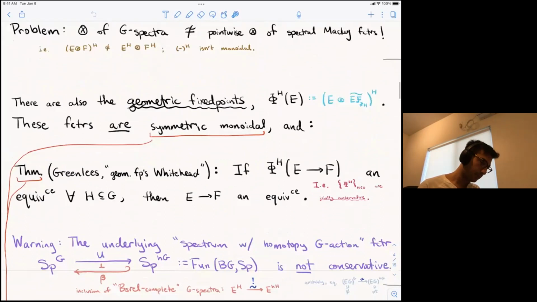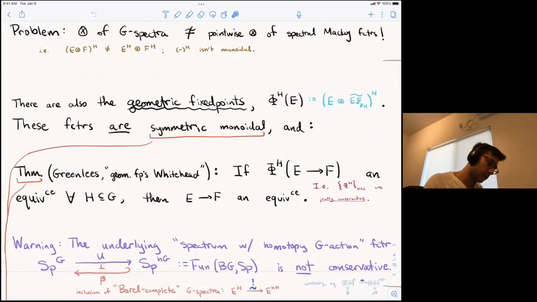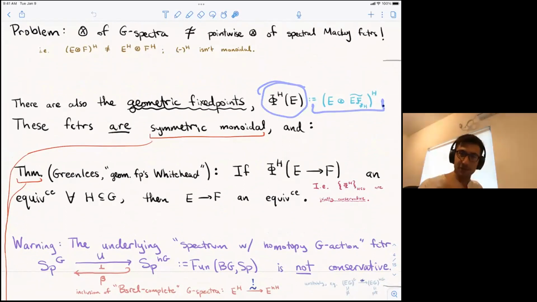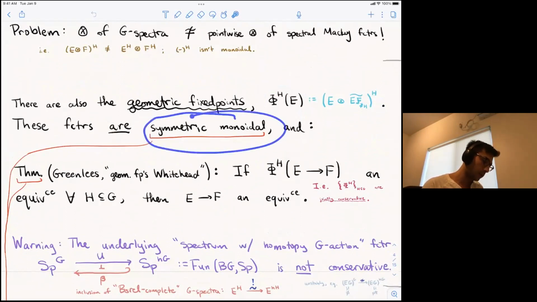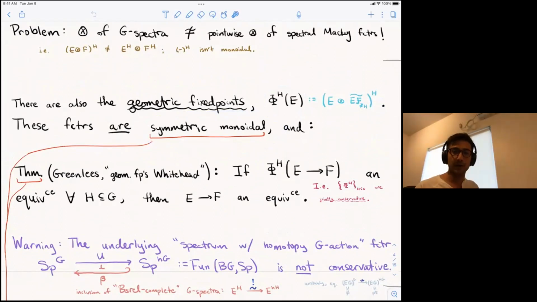We'll just go to here. So it's denoted phi h. There's a formula for it. If this isn't familiar, you can just ignore it. The advantage here is that this functor is symmetric monoidal, so it commutes with tensor products.